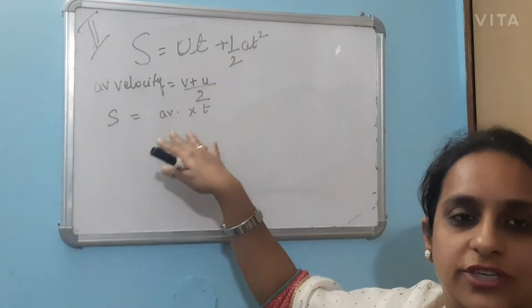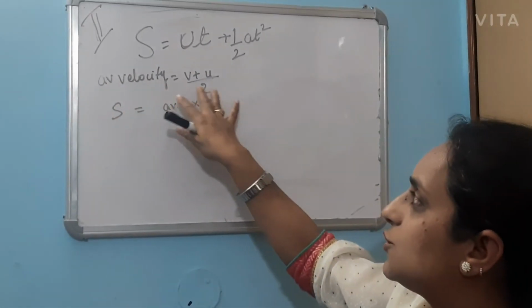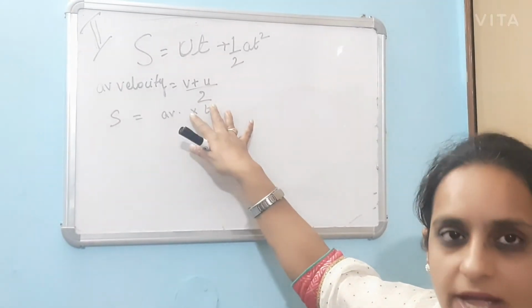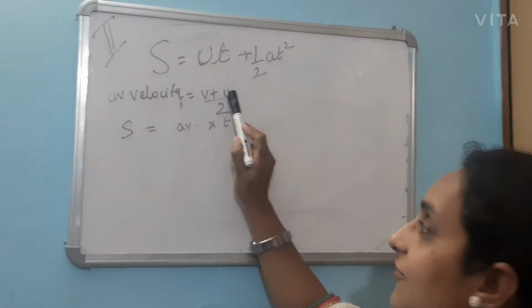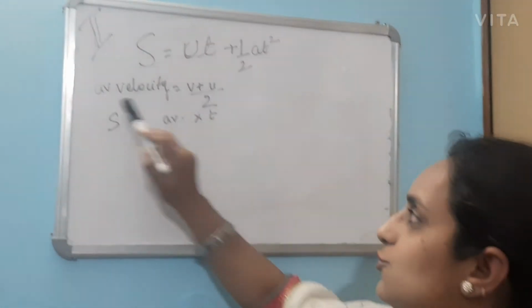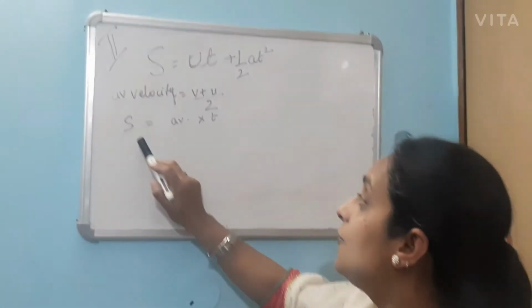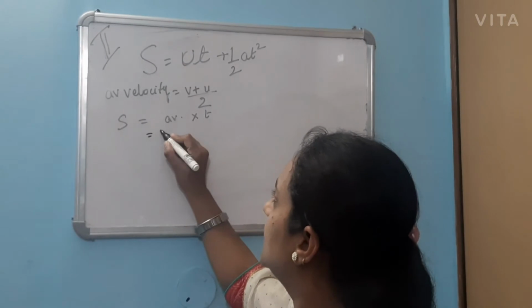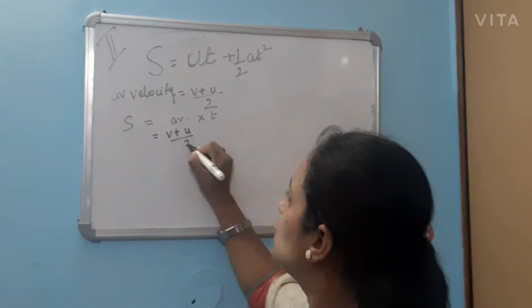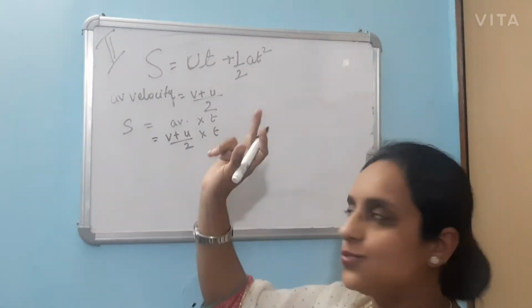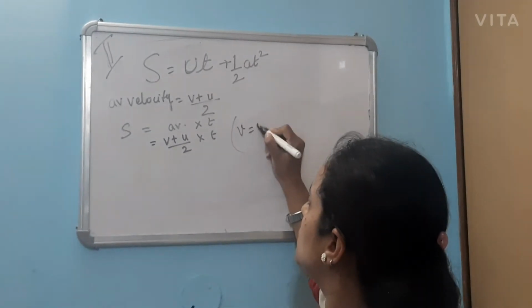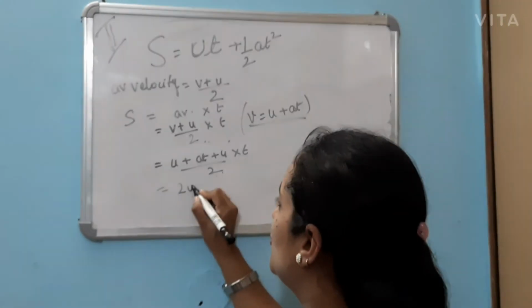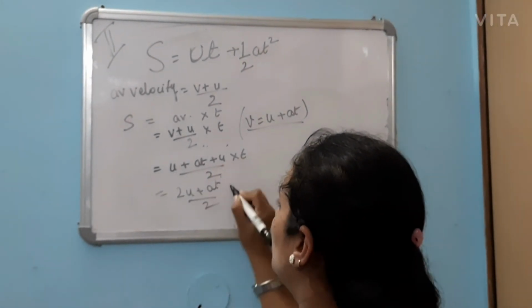Now we'll see how to derive it. We know the average velocity is equal to V plus U upon 2, the initial and the final velocity added and divided by 2. This gives the average velocity. We know the distance is equal to average velocity into time. So we can write it here, V plus U upon 2 into time. As we know from the first equation of motion, V is equal to U plus AT. So on adding this, we get 2U plus AT upon 2 into T.